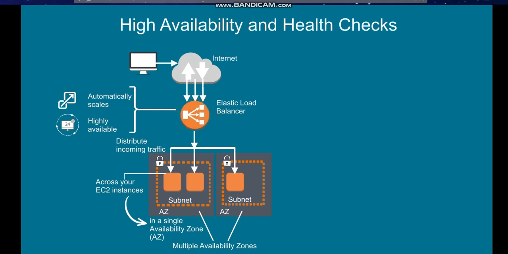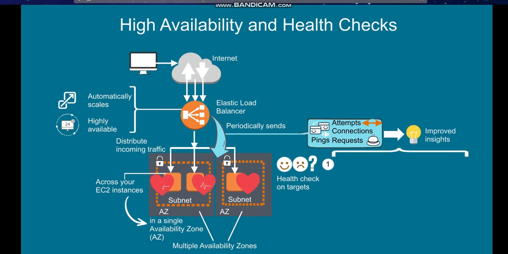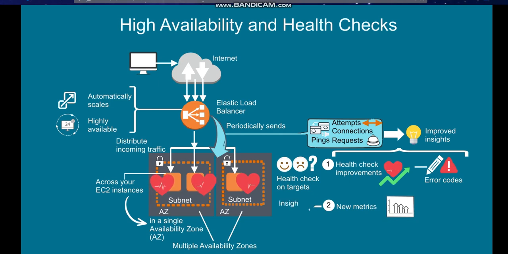To ensure that your targets are available and healthy, Elastic Load Balancer runs health checks on targets. To discover the availability of your Amazon EC2 instances, the load balancer periodically sends pings, attempts connections, or sends requests to test the Amazon EC2 instances. With Elastic Load Balancing, you get improved insight into the health of your applications in two ways. First, health check improvements that allow you to configure detailed error codes. And second, new metrics that give insight into traffic for each of the services running on an EC2 instance.